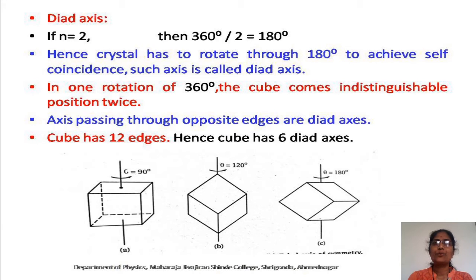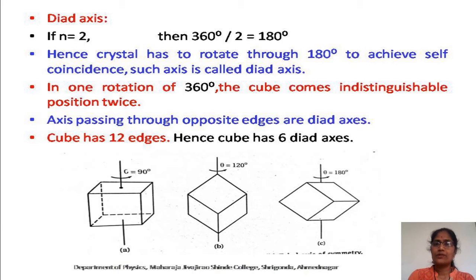Suppose I substitute n is equal to 2. It means that 360 degree divided by 2, that is 180 degree. It means that in a complete rotation of 360 degree, if I rotate the crystal through 180 degree, it will match with itself once. Again I rotate it through 180 degree, it will match with itself again. It means that in a complete rotation of 360 degree, the crystal is going to match twice with itself. Therefore, this axis is called the two-fold axis of symmetry or diad axis.